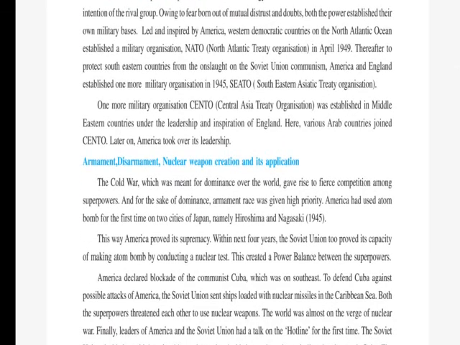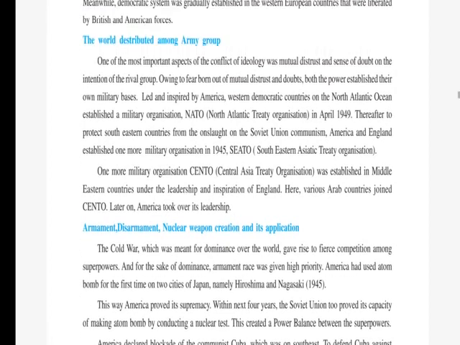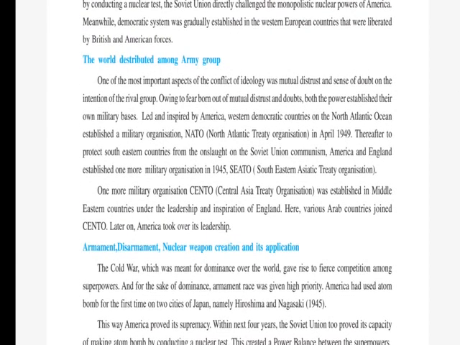We will discuss more about this chapter, and in that especially NATO, SEATO and the Warsaw Treaty. What is the Warsaw Treaty? What is SEATO? That we will discuss in our next video.